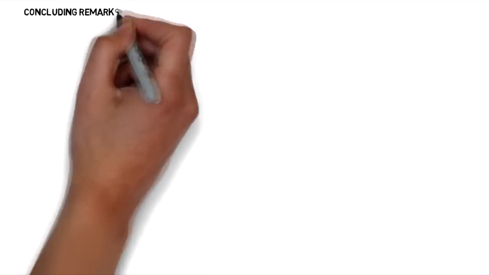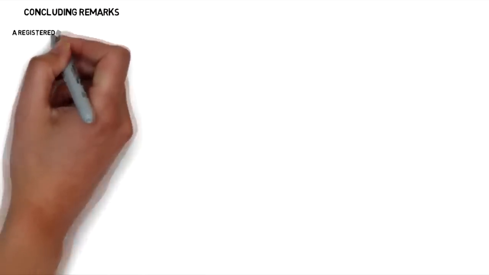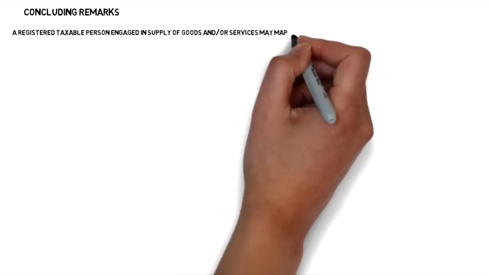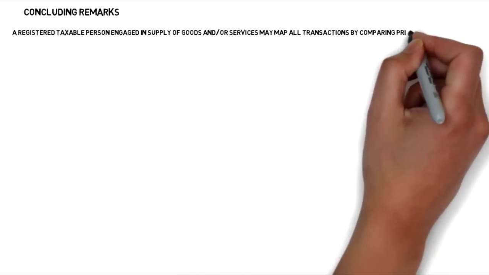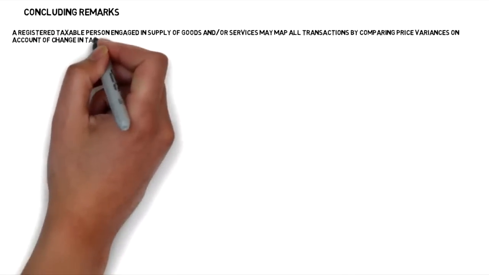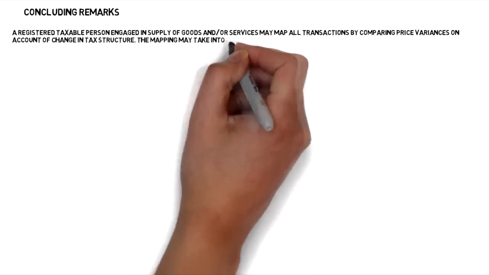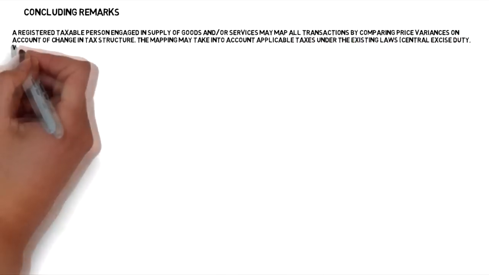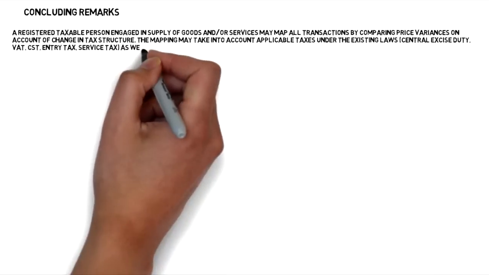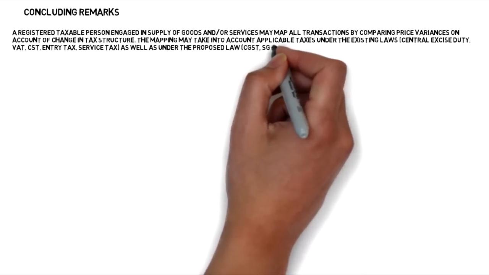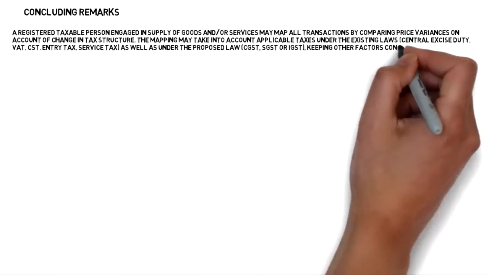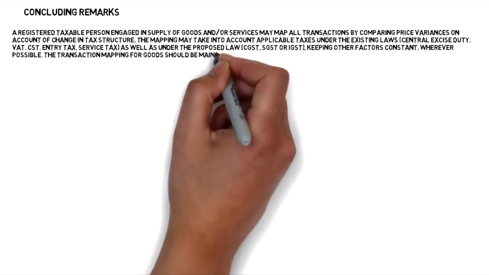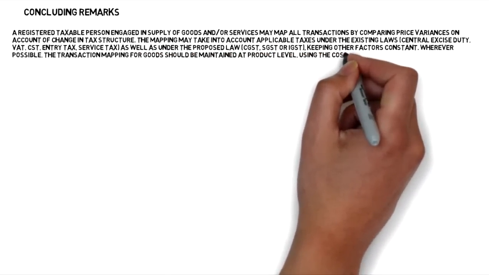Conclusion. A registered taxable person engaged in the supply of goods or services may map all transactions by comparing price variances on account of change in tax structure. The mapping may take into account applicable taxes under the existing laws like central excise duty, VAT, CST, entry tax, service tax, as well as under the proposed law CGST, SGST or IGST, keeping other factors constant. Wherever possible, the transaction mapping for goods should be maintained at product level using the cost accounting records.